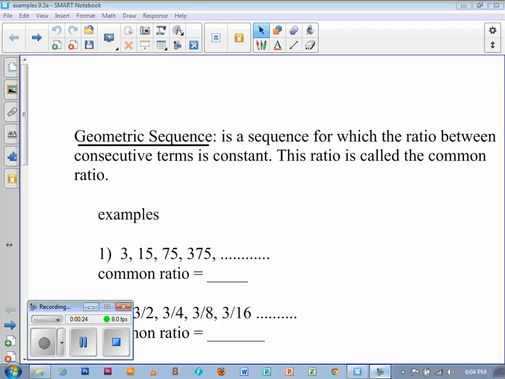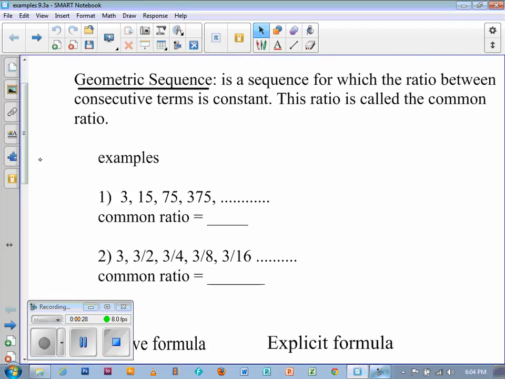Essentially, when you have a sequence of numbers, and you're forced to multiply by a number to get the next number in line, then you have what we call a geometric sequence. That number that you multiply by is called the common ratio. In this case, the common ratio is 5. If you multiply 3 times 5, you get 15. 15 times 5, you get 75, etc.